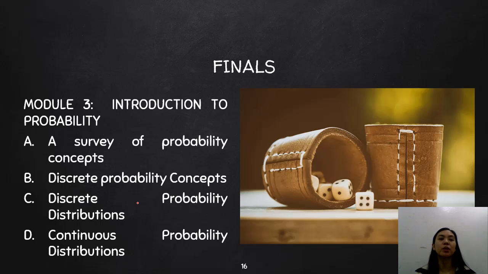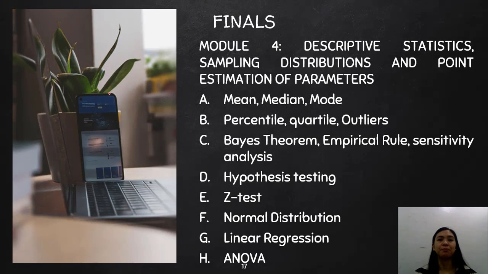And for the final term, we'll be covering your module number 3, which is an introduction to probability. So you have a survey of probability concepts, discrete probability concepts, your discrete probability distributions, and of course, your continuous probability distributions. If you take a look, there's discrete, then there's continuous. So it's very important for you to be able to describe and measure, or to level the measurement of your data, so that you can determine right away what the probabilities are. So module number 1 is actually connected to your module number 2 and of course connected to your module number 3.